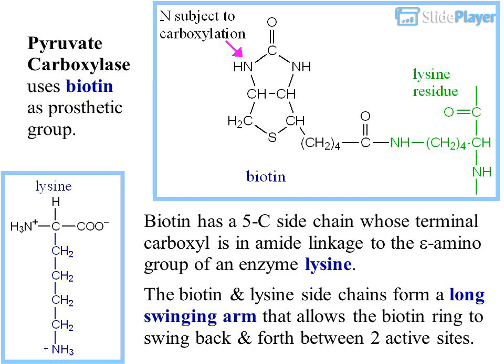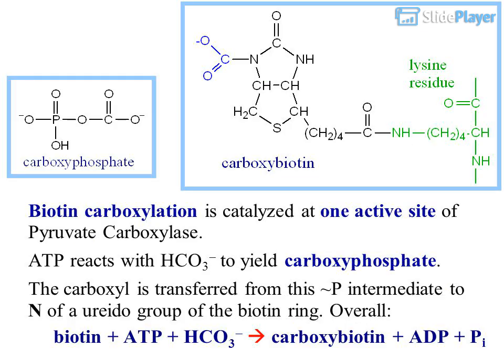Biotin has a 5C side chain whose terminal carboxyl is in an amide linkage to the E amino group of an enzyme lysine. The biotin and lysine side chains form a long swinging arm that allows the biotin ring to swing back and forth between 2 active sites. Biotin carboxylation is catalyzed at one active site of pyruvate carboxylase.